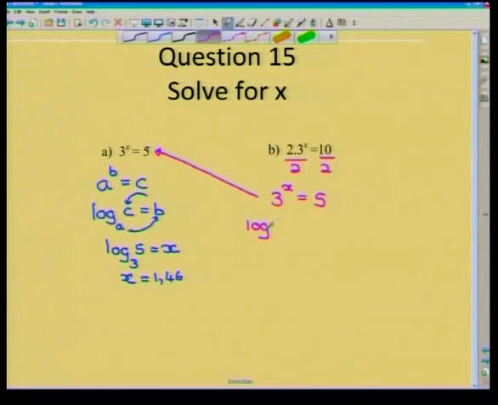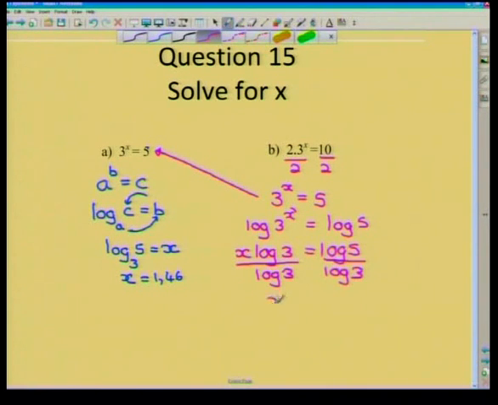What you could have done is you could have said, let's log this side and let's log this side. If we do that, that's an exponent, so it can come in front. And we can now divide this side by log 3 as long as I divide this side by log 3. So x is equal to log 5 over log 3.